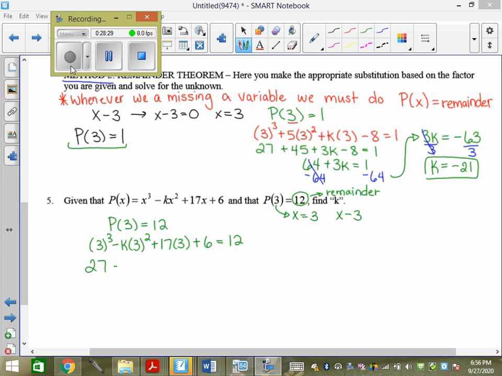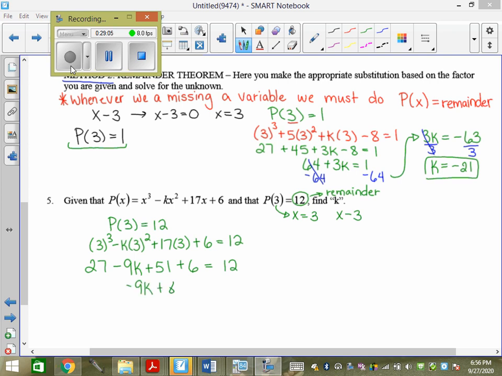And we get 3 cubed, which is 27, minus 3 squared times k, which is 9k, plus 17 times 3, which is 51, I believe. Let's check that. You literally get to watch me do math. I'm sure it's 51, but I slightly don't remember. Trust my brain. Boom, I'm right. Plus 6 equals 12. And then we do 27 plus 51 is 78 plus 6 is 84.